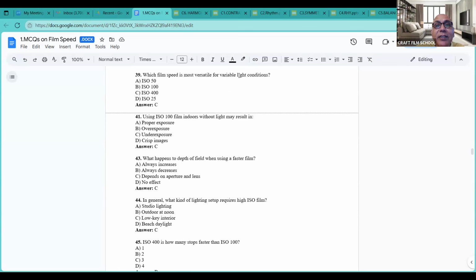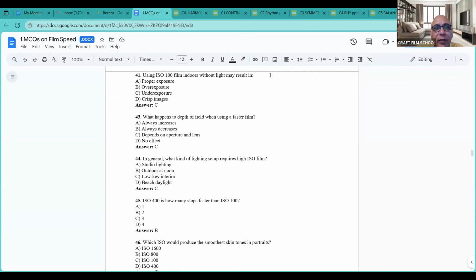Variable light condition means this: suppose you are shooting in a bright sunny day today and after 2 hours it's rain, or before rain it becomes cloudy. So if it becomes cloudy, I need a little higher aperture for some reason. Light condition is not good. So what I'm going to do is I will use the high speed film.